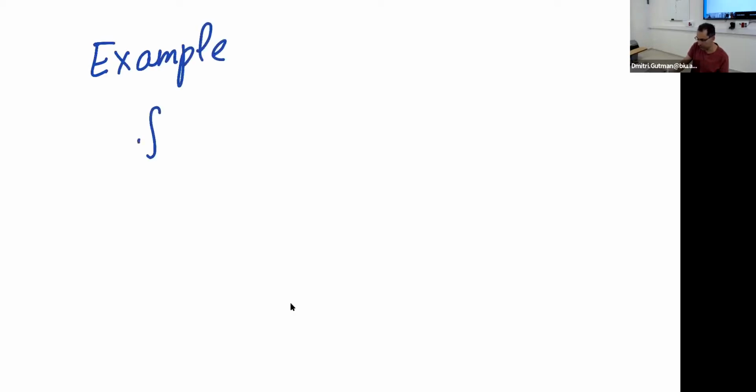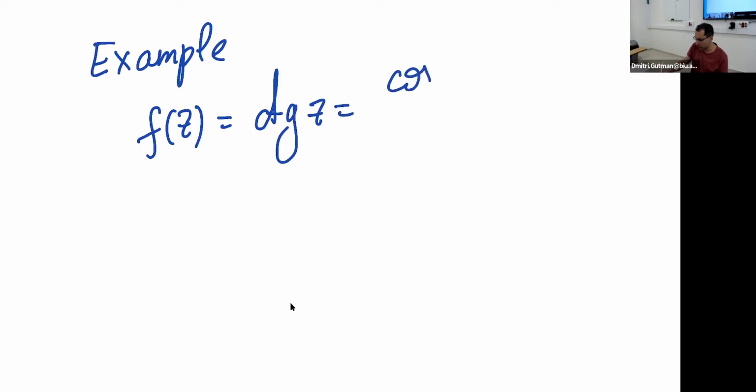Now, as an example, let me consider the function f of z, which is cosine z divided by sine z. Let's discuss its poles and its singularities. So where are the singularities of the function f of z?